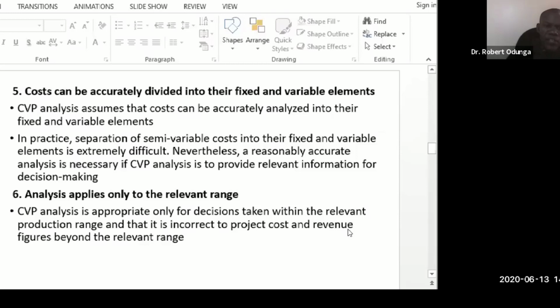Analysis applies only to the relevant range, right? Short-term period. CVP analyses are appropriate only for decisions taken within the relevant production range, and it is incorrect to project cost and revenue figures beyond the relevant range. The relevant range here is a period of less than 1 year, right? The short run period, and not periods going beyond.